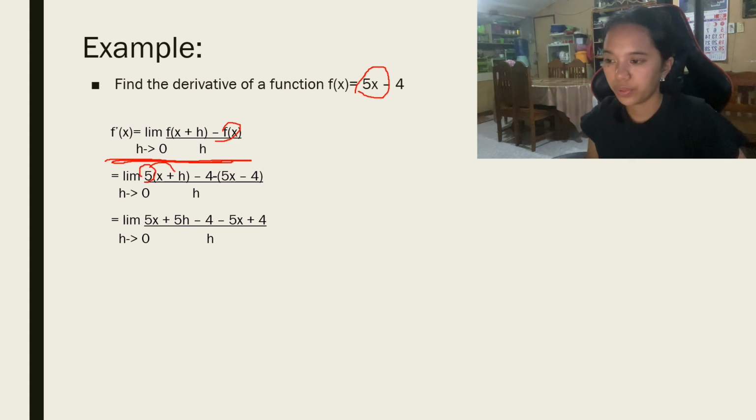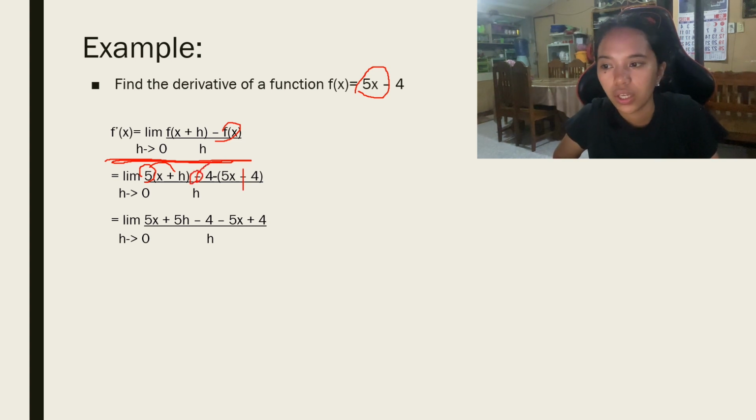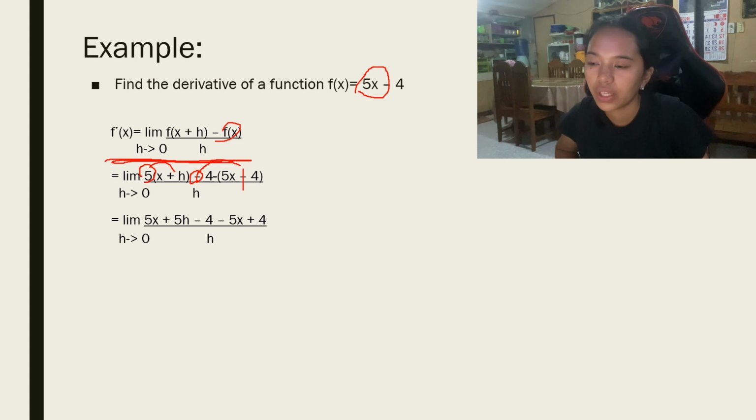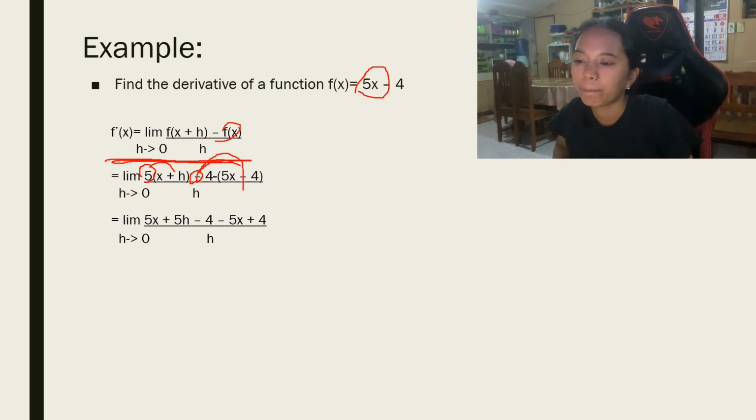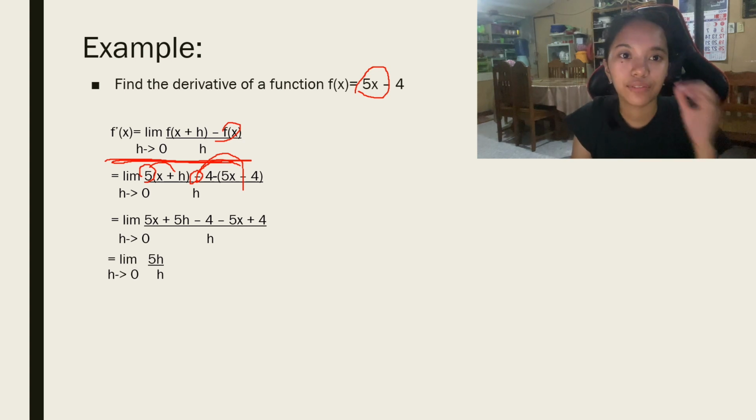So, next is distribute. Distribute natin yung 5 dito sa x plus h niya. So, 5 times x equals 5x, and 5 times h equals 5h. Minus 4 minus 5x plus 4. So, naging positive na siya, kasi distribute natin tong negative dito sa given function natin. So, negative times 5x is equals to negative 5x. Negative times negative 4 is equals to positive 4. Negative times negative is positive.